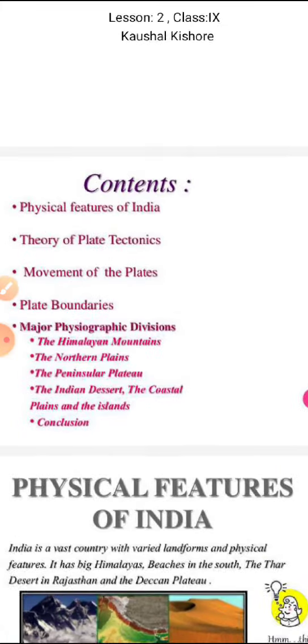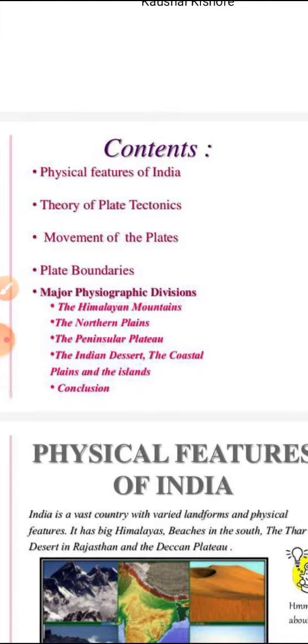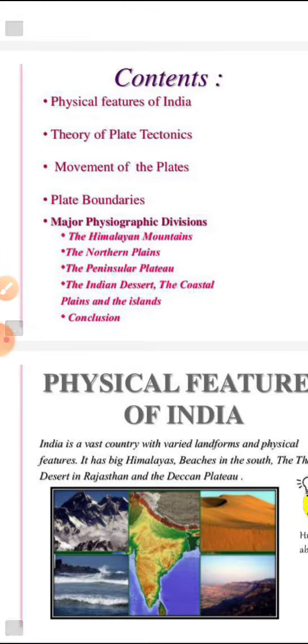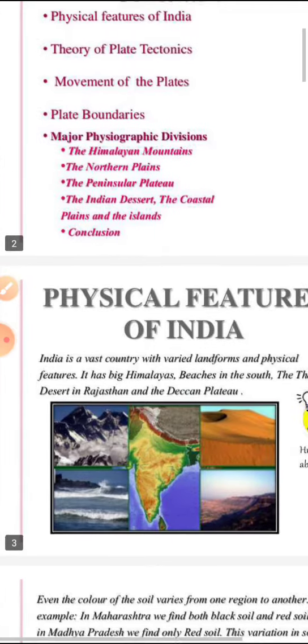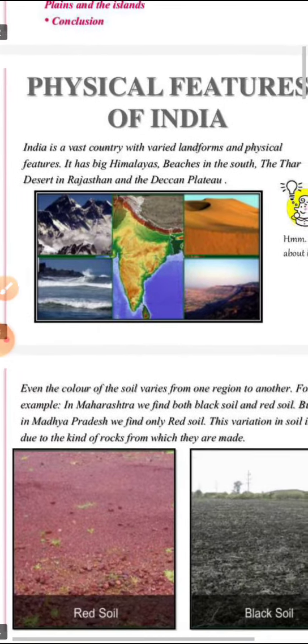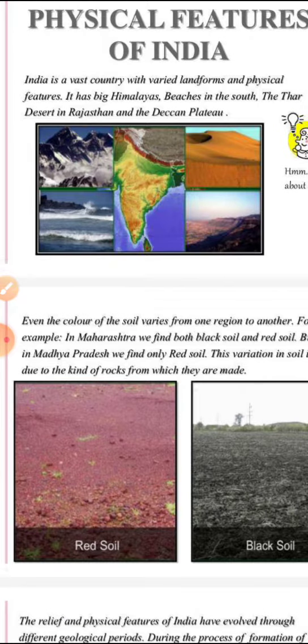The topics included in this chapter are: physical features of India, theory of plate tectonics, movement, plate boundaries, and major physiographic divisions like the Himalayan mountains, the northern plain, the peninsular plateau, the Indian desert, the coastal plain, and islands. All these topics we will discuss here. With regard to the movement of tectonic plates, as I told you, the tectonic plates are always in motion. They are floating in a semi-solid layer of the earth known as the asthenosphere.